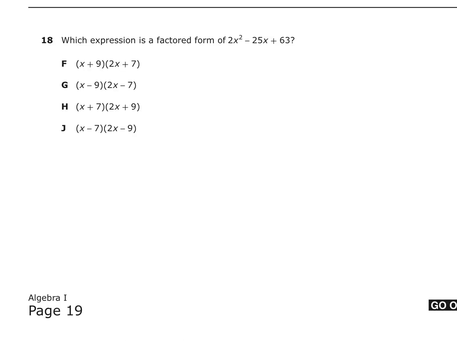Okay, number 18 says, which expression is a factored form of 2x squared minus 25x plus 63? So if we take a look at the 2x squared, we could multiply the first with the first there, and the first with the first. They're all going to give us that 2x squared. So that's not going to help a whole lot. So let's try looking at the 63. So 63 is going to be 7 times 9. So you could multiply 9 times 7, negative 9 times negative 7, 7 times 9, or negative 7 times negative 9. And those will give you 63.